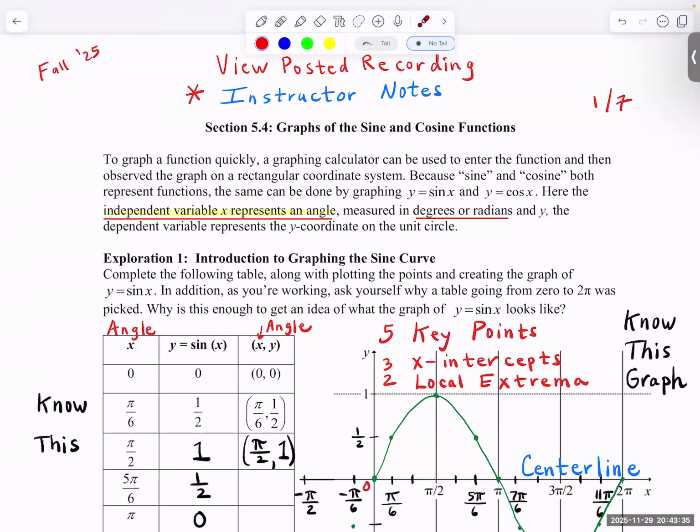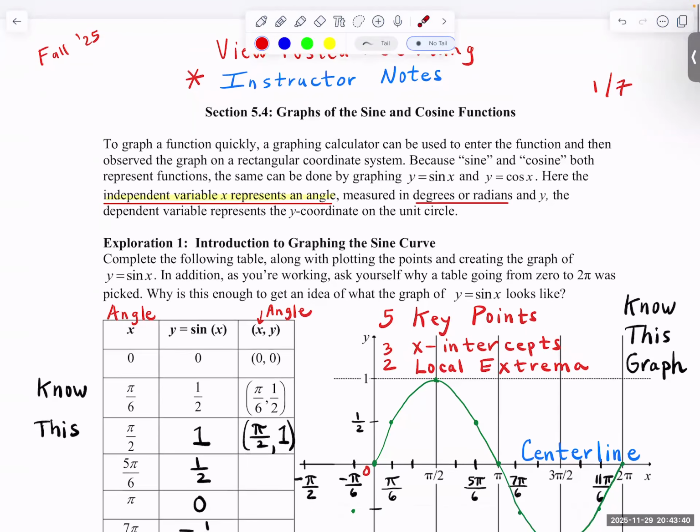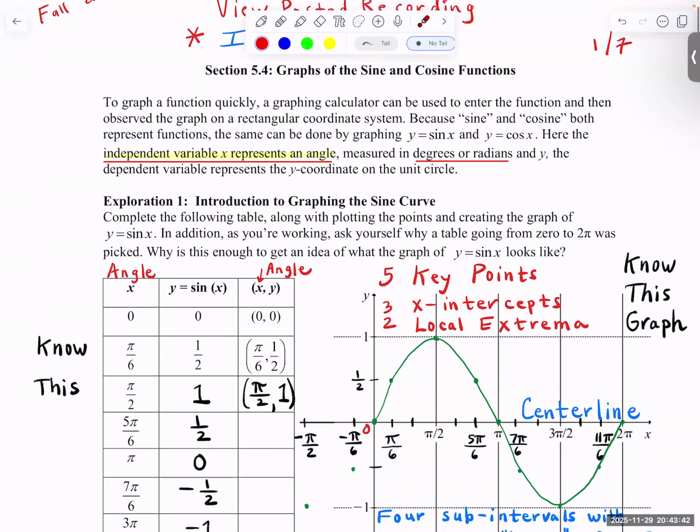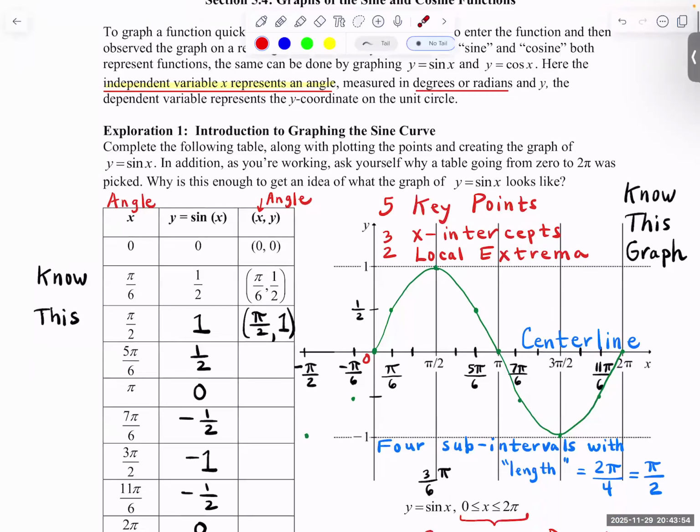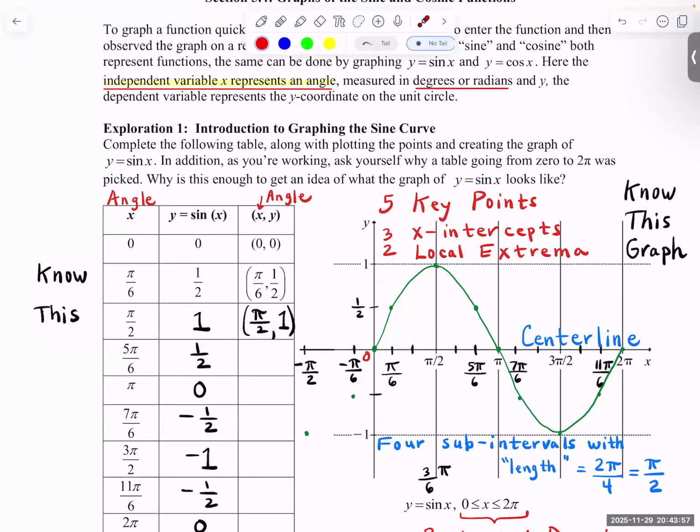Exploration 1, Introduction to Graphing the Sine Function. Complete the following table along with plotting the points and creating the graph of y equals sine x. In addition, as you're working, ask yourself why a table going from 0 to 2 pi was picked. Why is this enough to get an idea of what the graph of y equals sine of x looks like?